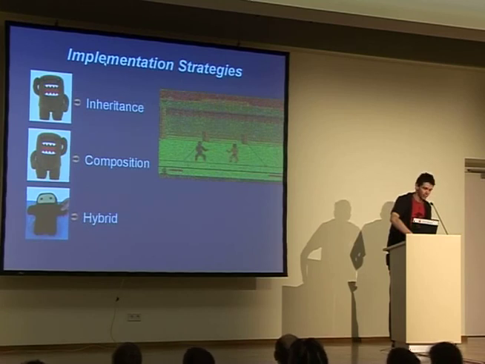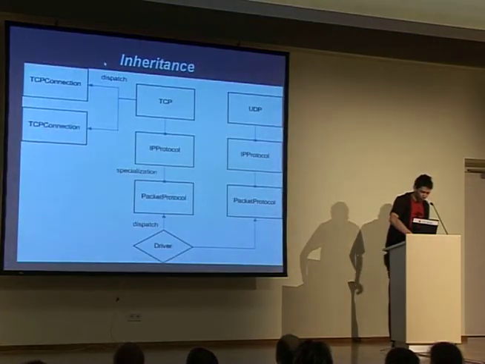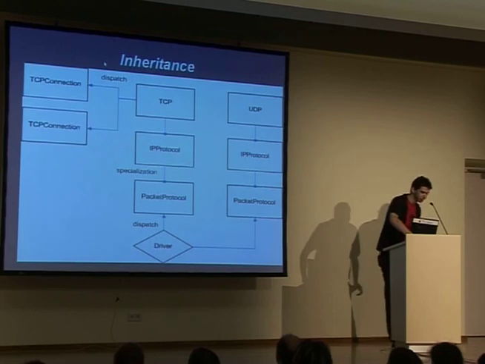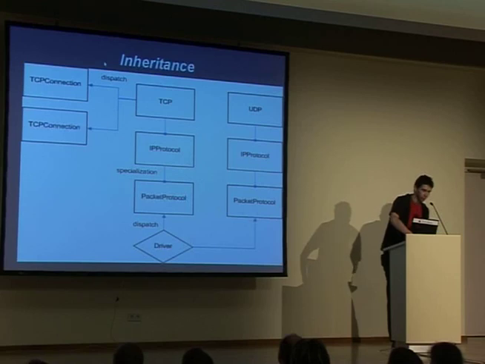So I'm going to go through the design considerations now. With inheritance, it works like this. You have a driver, and it dispatches to various packet protocol style objects. It's easier to understand the other way around. You have a class TCP, which inherits from IP protocol, which inherits from packet protocol. And to this, you dispatch the packet. All the decision making about where to dispatch is made directly after the driver, and then from TCP, you dispatch to TCP connections.